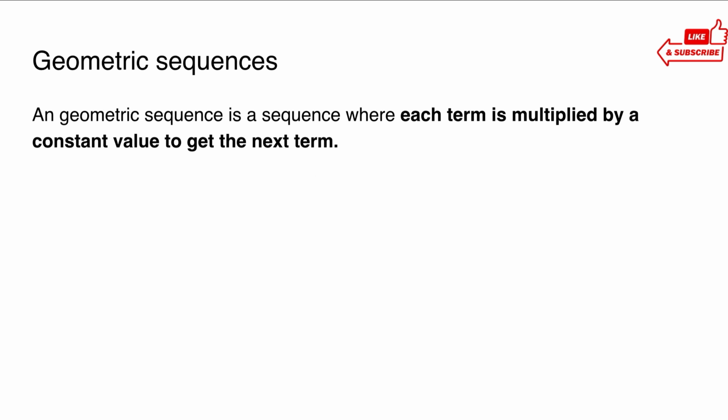Alright, so what are geometric sequences? A geometric sequence is a sequence where each term is multiplied by a constant value to get the next term. So for example, in this sequence right here, to get from 3 to 6, you multiply by 2. From 6 to 12, you multiply by 2.